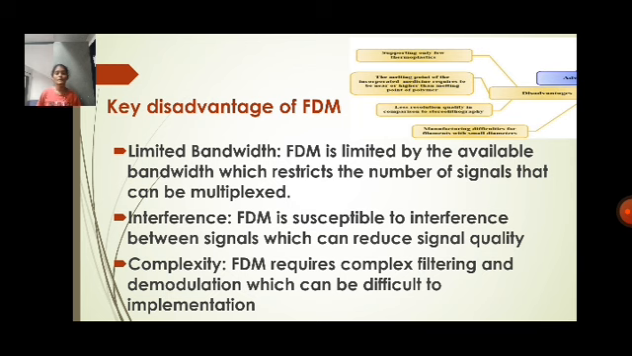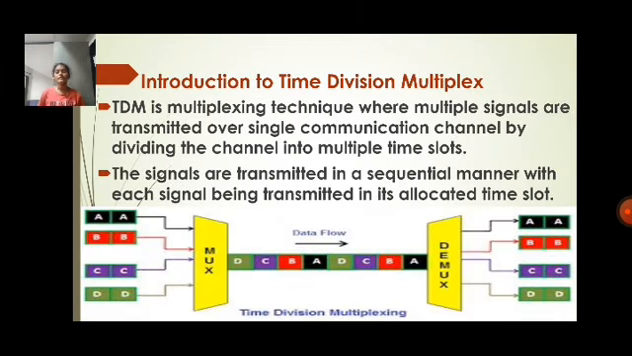And third disadvantage is complexity. FDM requires complex filtering and demodulation, which can be difficult to implement. In this slide, I will explain about introduction to time division multiplex. TDM is a multiplexing technique where multiple signals are transmitted over a single communication channel by dividing the channel into multiple time slots. The signals are transmitted in a sequential manner, with each signal being transmitted in its allocated time slot.